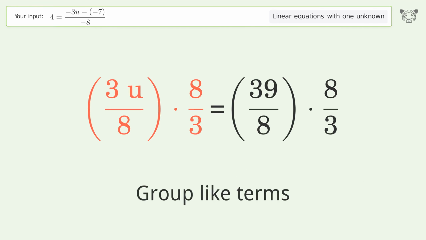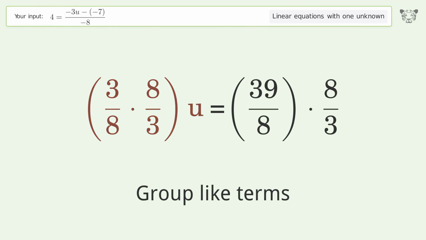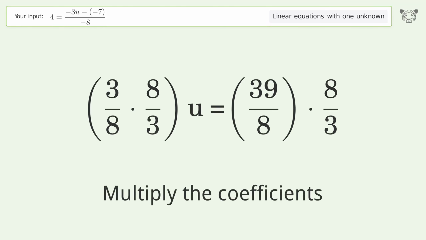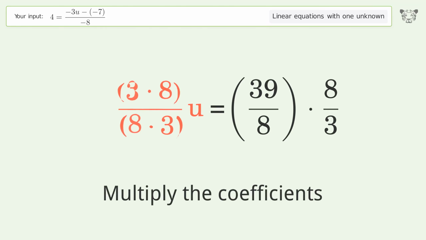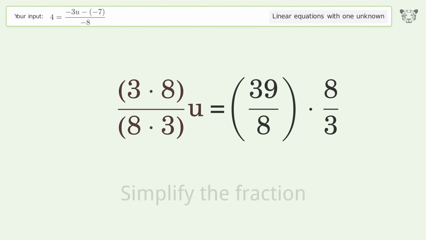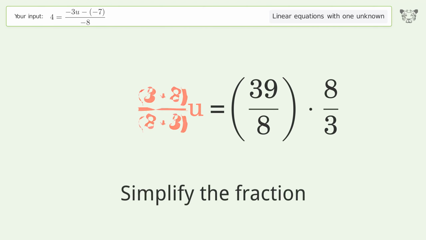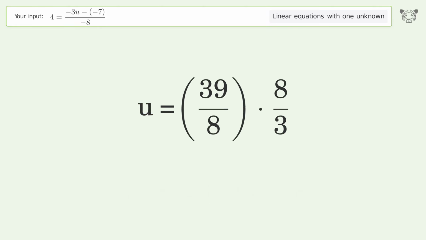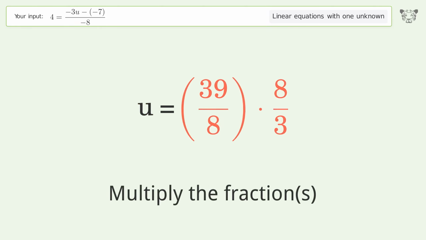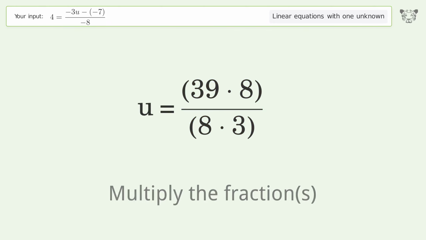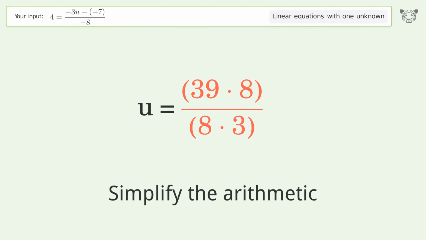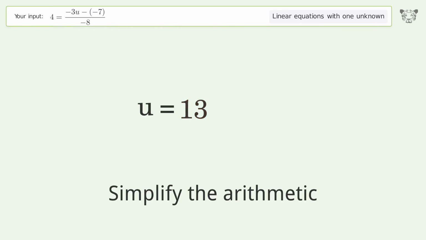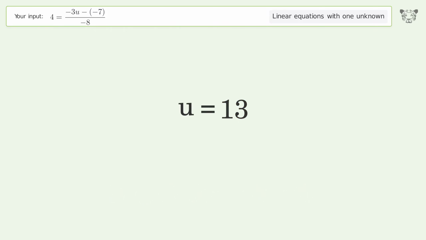Group like terms. Multiply the coefficients. Simplify the fraction. Multiply the fractions. Simplify the arithmetic. And so the final result is u equals 13.